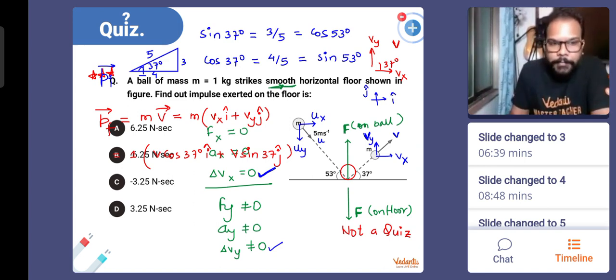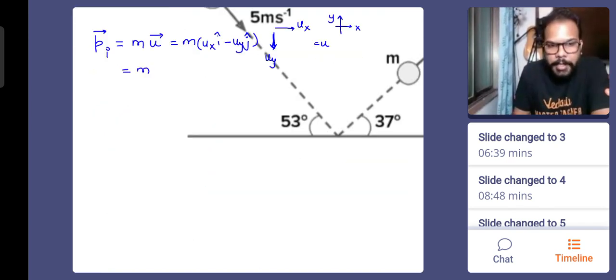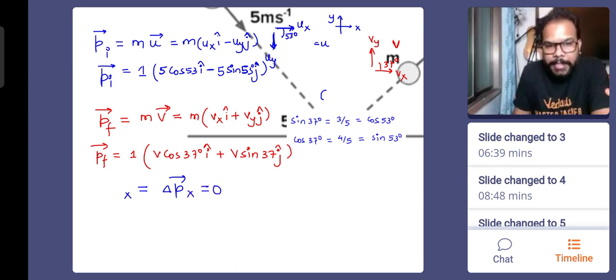Everybody, now we know that when this is happening, the velocity in the x direction is unchanged. So we know that the change in velocity in the x direction and the change in momentum in the x direction is basically 0.